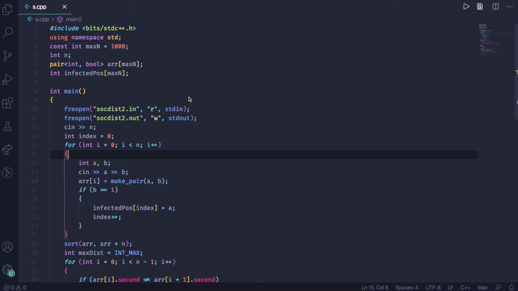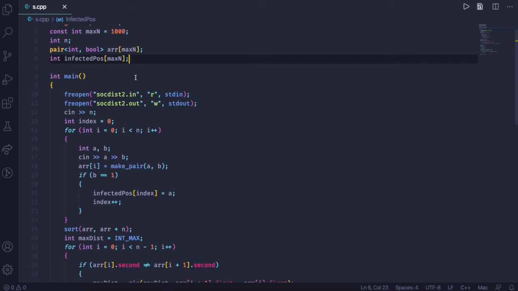Alright, so I'm going to quickly go over my code. So I have 2 arrays here that I'm using. The first array is to show where this integer is for the position of the cow, and this boolean is whether the cow is infected. I also have another array here, and this is the array that contains the positions of the infected cows. So cows that aren't infected will not be part of this array.